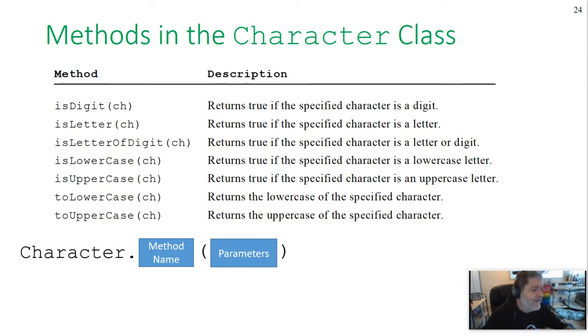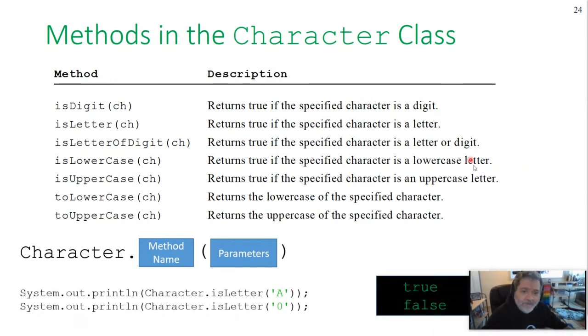So all you have to know is that, yes, inside the class Character, there are a bunch of those utility methods. How do you use them? You put Character, the name of the class, dot, the name of the method, and you pass your character, and it's going to tell you, for example, System.out.println, Character.isLetter, uppercase A? True. Is this a letter, the single character 0? False. Okay? So you can use those in your code without any further ado. So there's a bunch of those methods.